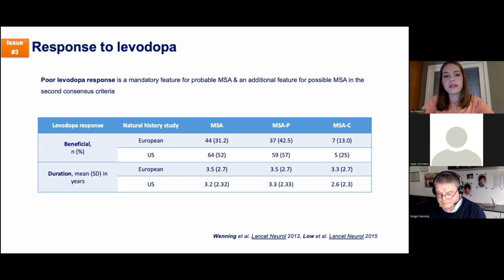Response to levodopa is a very important issue because 2 natural history studies from Europe and the US showed that a substantial number of patients have a good levodopa response at early stages, which usually wanes after 2 or 3 years.